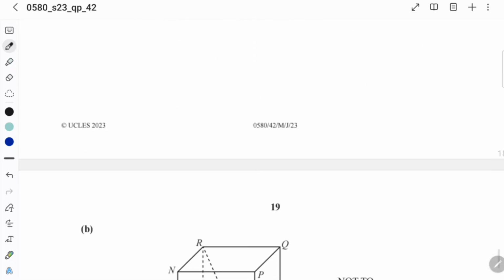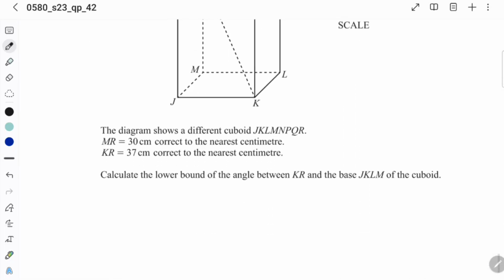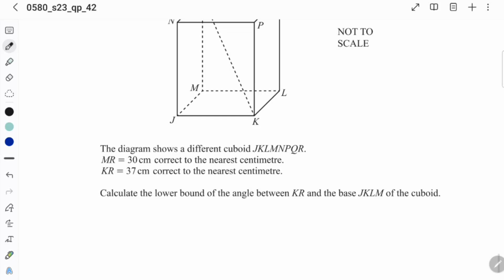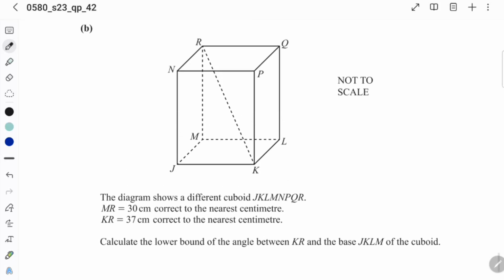Okay, in the next part we have the diagram shows a different cuboid JKLMNPQR. MR is 30 centimeters, correct to the nearest centimeter. KR is 37 centimeters, correct to the nearest centimeter. Calculate the lower bound of the angle between KR and the base JKLM of the cuboid.